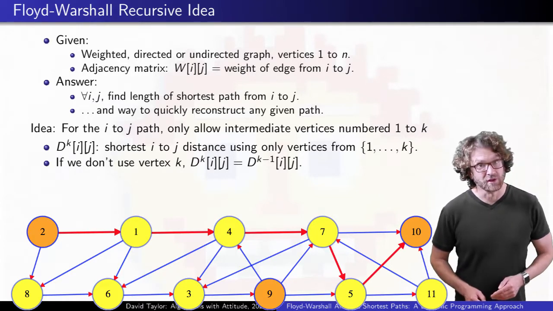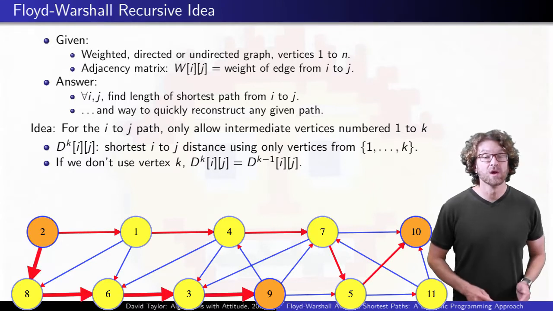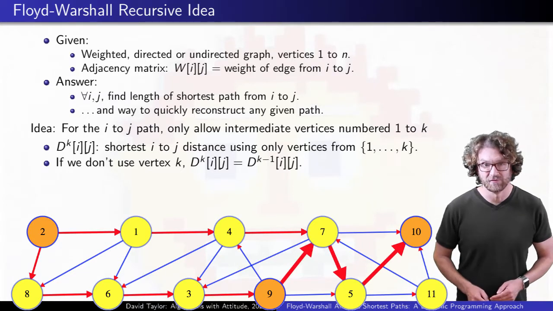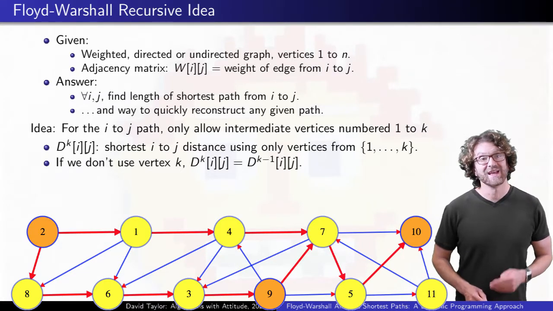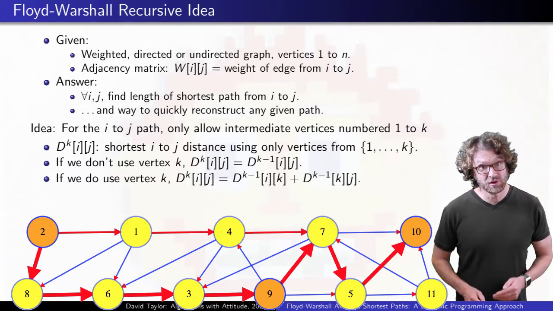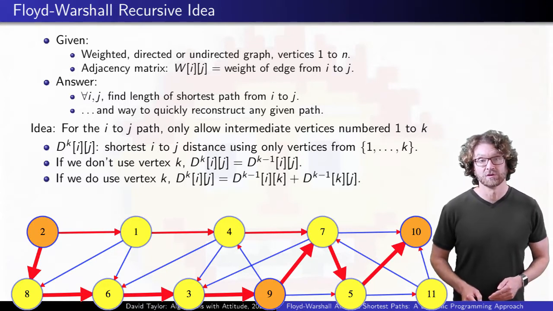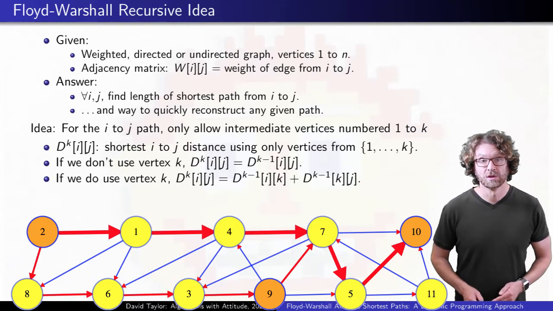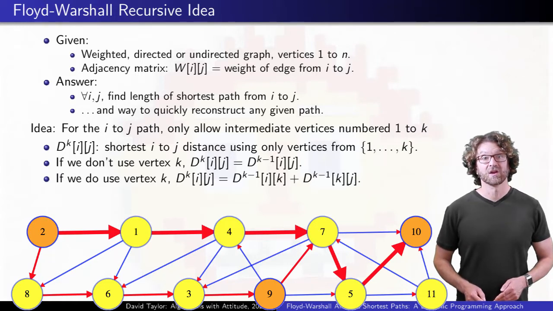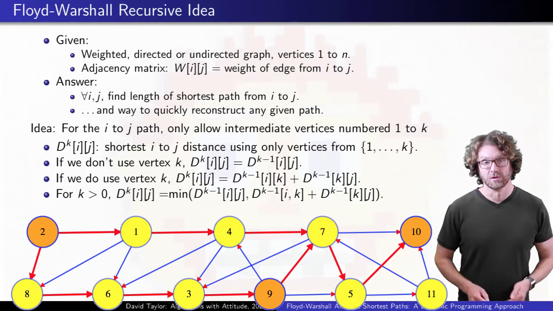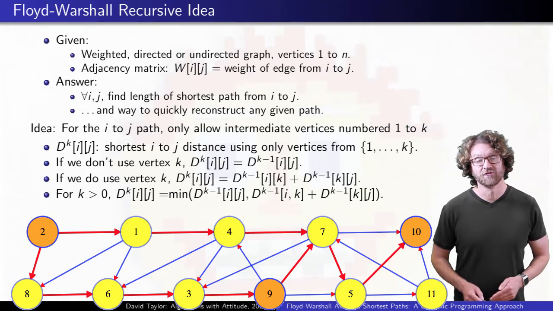Or maybe you do use vertex 9, in which case you need to get from 2 to 9 using only vertices 1 to 8. And then you need to get from 9 to 10 again with those same vertices. Those two paths concatenated give the best way to get from 2 to 10 using vertices 1 to 9, where you definitely use vertex 9. Those are the only two options. You use vertex 9 or you don't. You're only allowed to use vertices 1 to 9, so excluding that 9 node, these three paths only use vertices 1 to 8. The best path is whichever option is shorter. That gives us a recursive way to find that length.